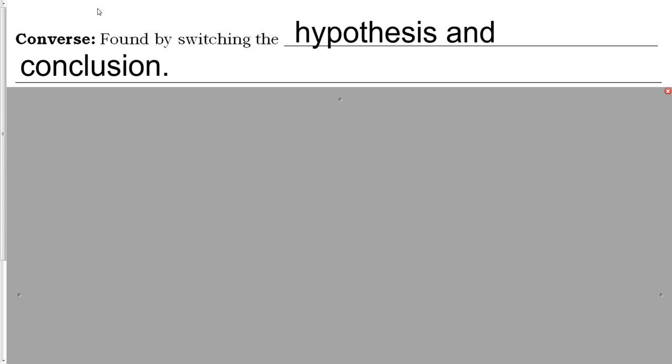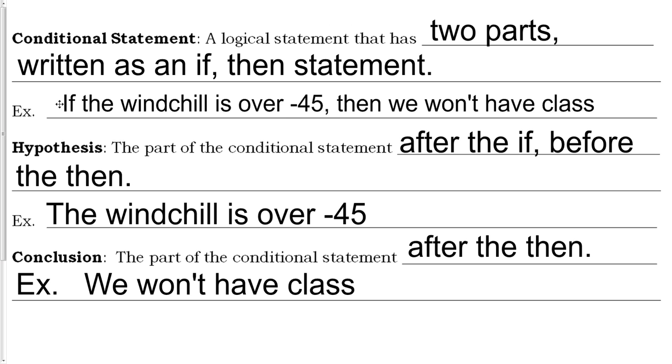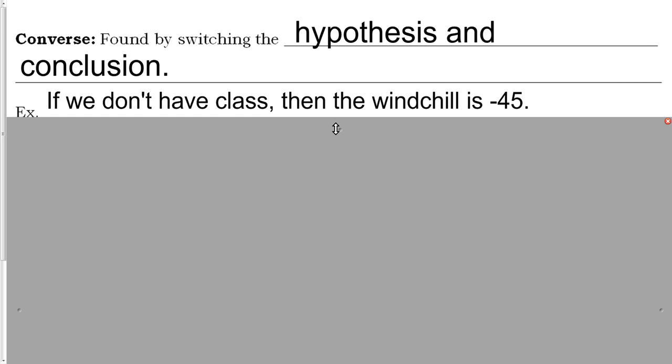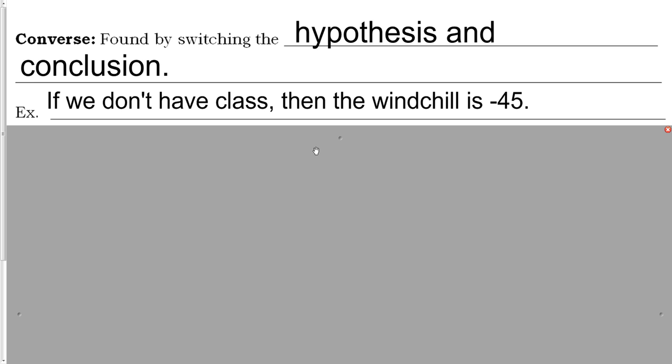Next, we have the idea of the converse, and the way that we get our converse statement is by switching the hypothesis and the conclusion. So, looking back for a second, our conditional statement was if the wind chill is over negative 45 degrees, then we won't have class. The converse would be achieved by switching we won't have class with the wind chill is over negative 45 degrees. So we're going to get, if we don't have class, then the wind chill is negative 45 degrees. Now think about the truth value of this, whether it's true or not.